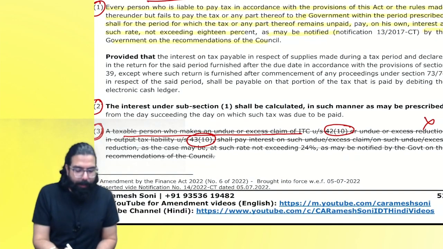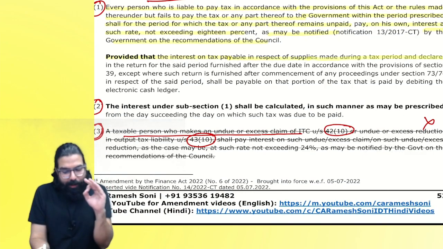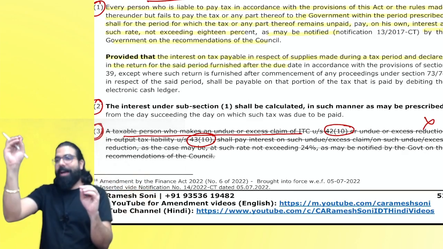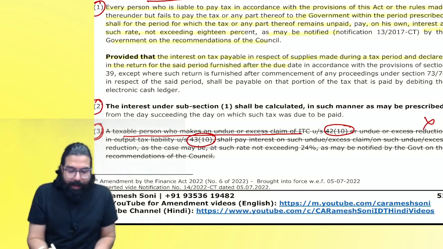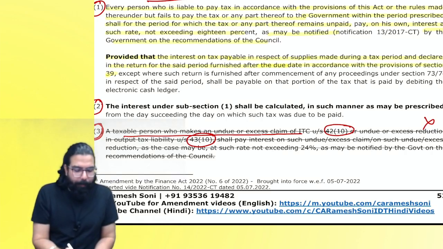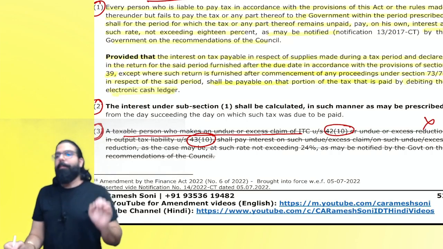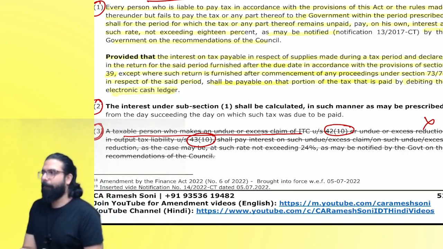Then they are telling, provided that the interest on tax payable in respect of supplies made during a period and declared in the return for that period, supplies of one period declared in the return of that period only, but after the due date, then you have to pay tax. Then, except when the return is furnished after the commencement of proceedings, it shall be payable on the portion that is debited to the e-cash ledger. Means you have to pay tax on the net tax liability or gross tax liability?